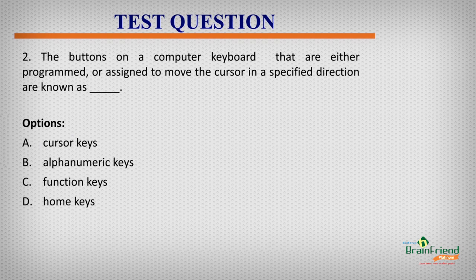Question two, the buttons on a computer keyboard that are either programmed or assigned to move the cursor in a specific direction are known as A, cursor keys, B, alphanumeric keys, C, function keys, or D, home keys. The correct answer to question number two is option A, cursor keys.